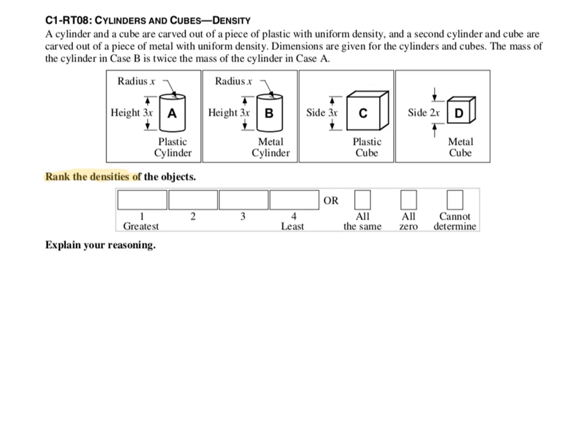So our very first thing is that we should notice that the plastic is uniform density and the metal is uniform density, meaning everything made of plastic has the same density. So that instantly tells us that we will have A and C being the same, and we'll have B and D being the same. And now the only question is the density of the metal more than the density of the cylinder, or vice versa?